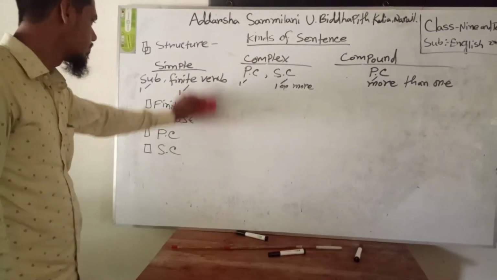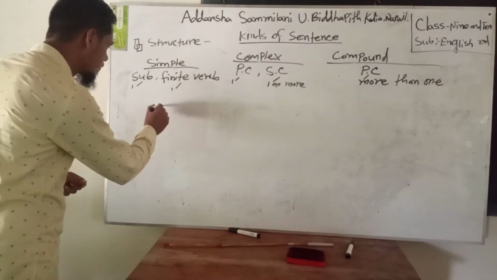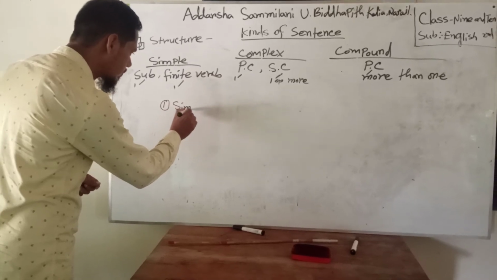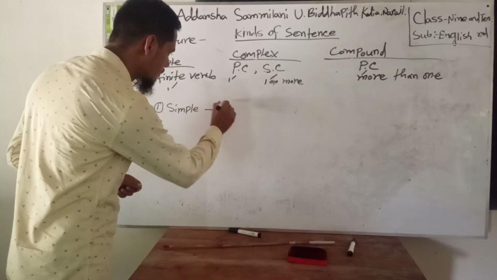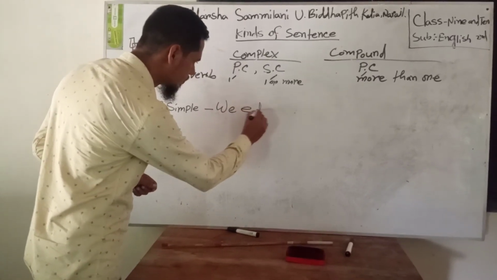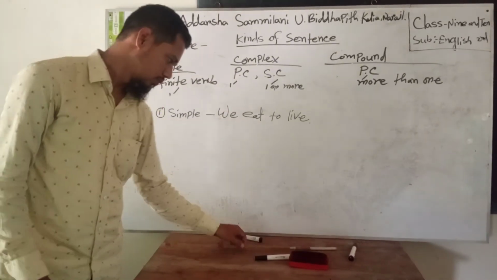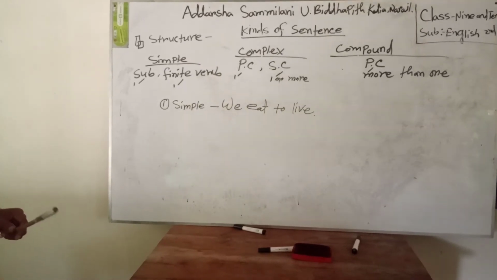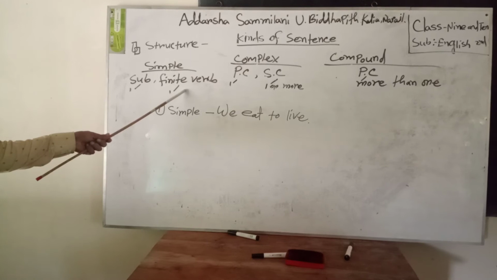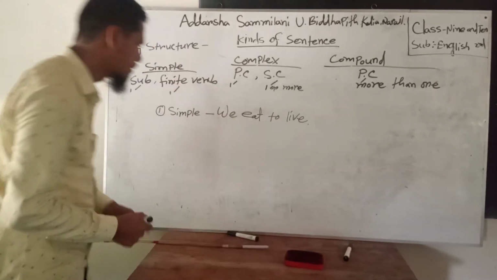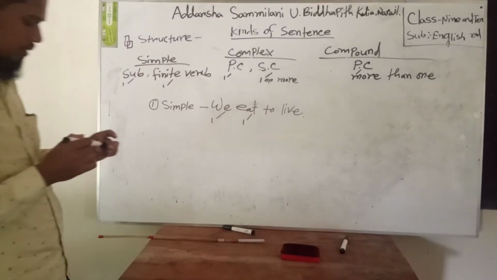For example, simple. Students, according to definition of simple sentence, one subject, one finite verb. Here, subject, finite verb.